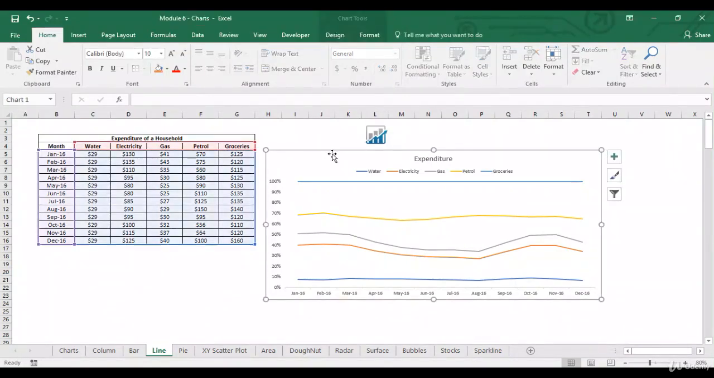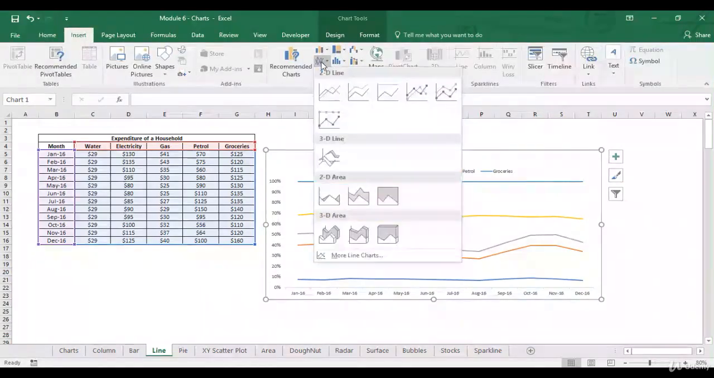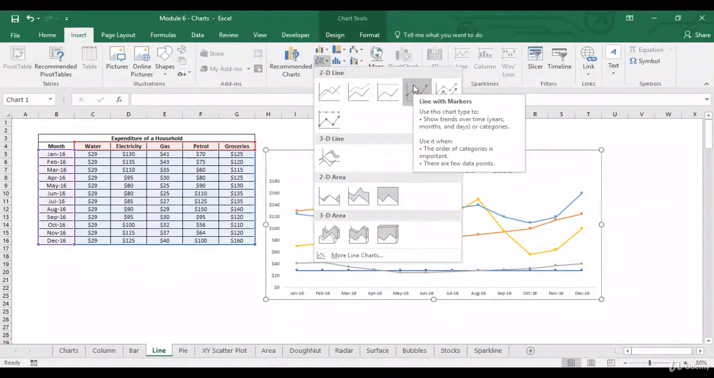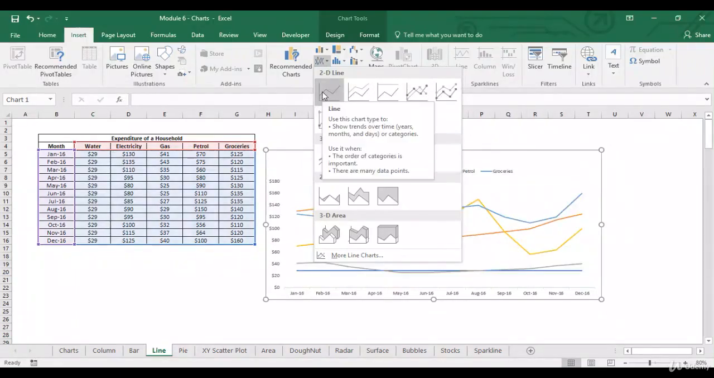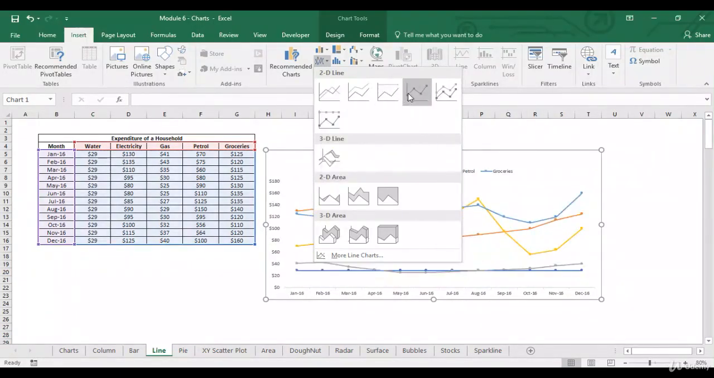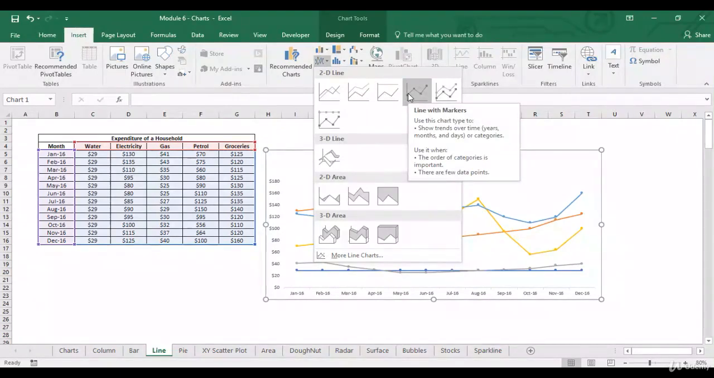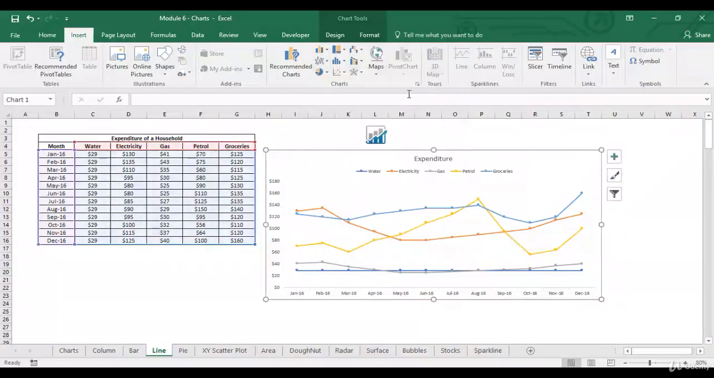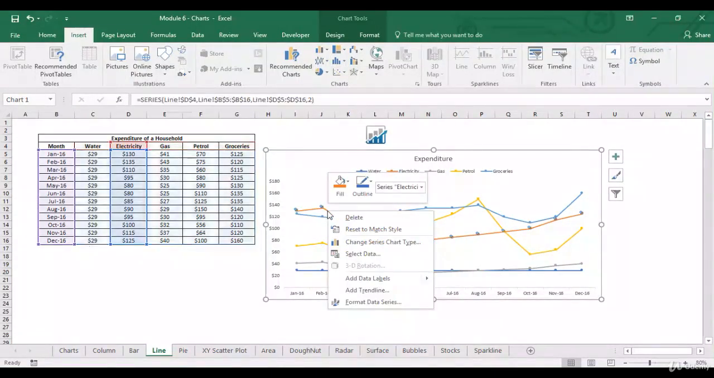Now let's look at another line chart. So again, I'll click on this chart. I'll go to insert. Now this is line with markers, shows trends over time. So this is similar to the normal line chart, just that over here we've got markers also representing the data points. I can add the data labels also. So I'll just do a right click, add data labels.